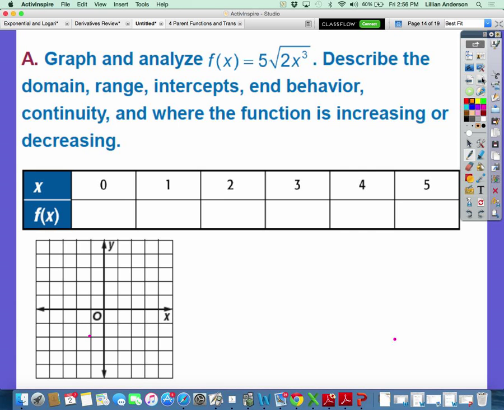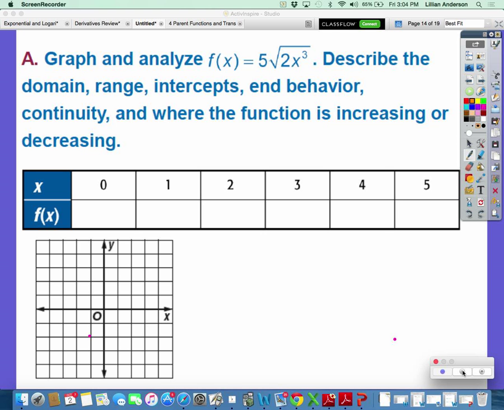So, let's graph the last two. Go ahead, it's on you. Use a calculator if you can. It's a square root, okay?